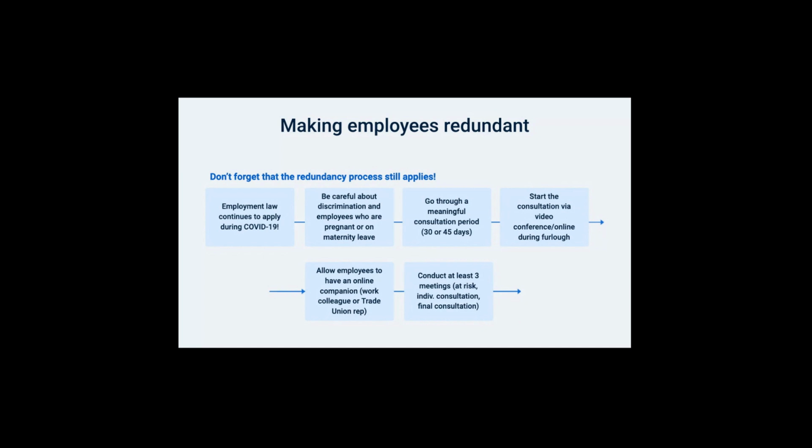As well as this, another risk is not following the correct consultation process, which is based on the number of redundancies you are making. So you must go through a meaningful consultation process if you are making 20 or more employees redundant. If you are making 20 to 99 employees redundant, you should have a 30-day consultation period. If you are making more than this redundant, you should operate a 45-day consultation period.